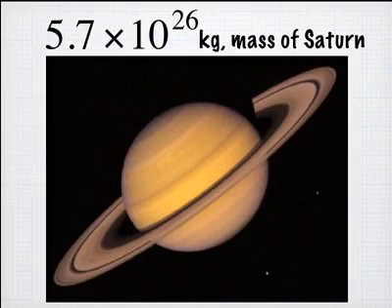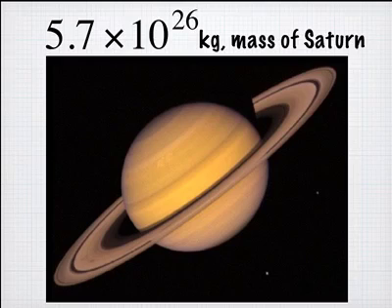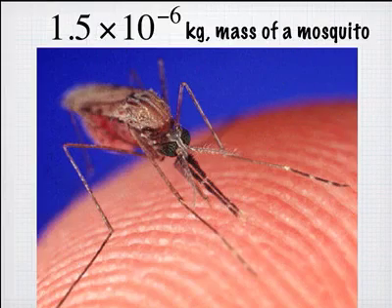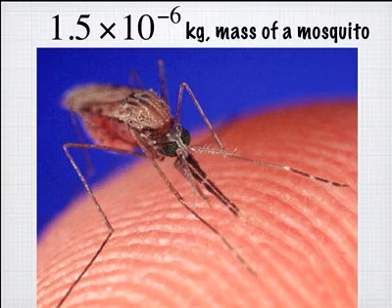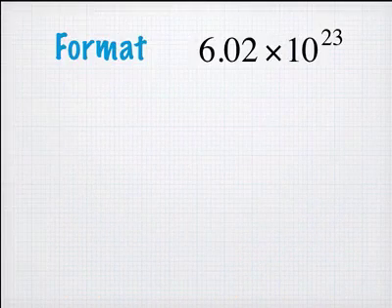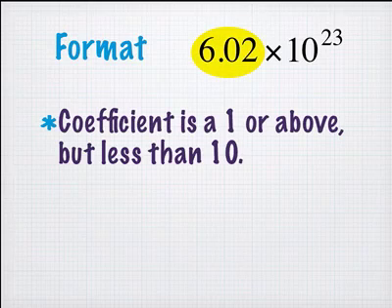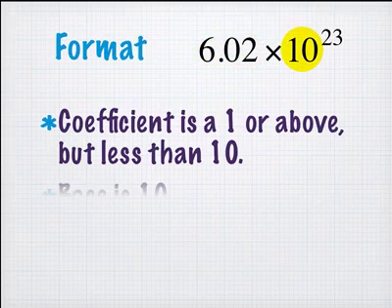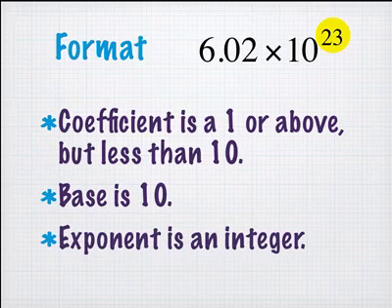Scientific notation is used to represent very large numbers. For example, Saturn weighs 570 septillion kilograms, or very small numbers, such as the weight of a mosquito. The mass of a mosquito is less than 2 milligrams. The format of scientific notation is very specific. First, you have a coefficient, which is between 1 but less than 10, multiplied by a base, which is 10, and that base is raised to an integer exponent.